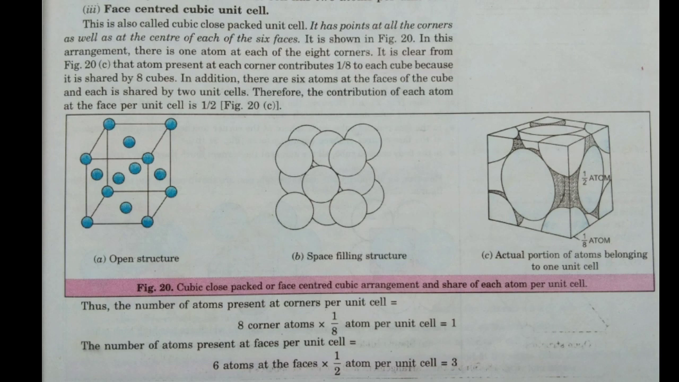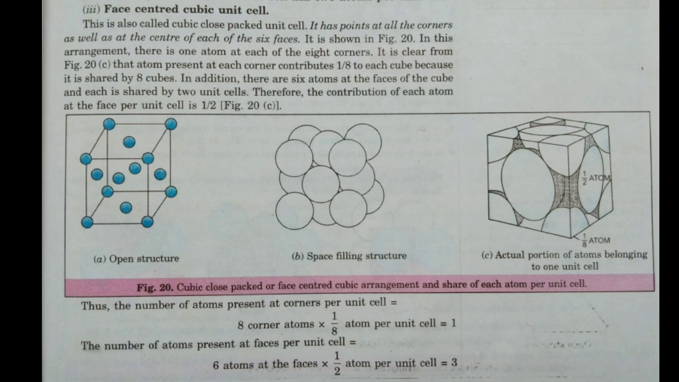The third one, face-centered cubic unit cell. This is also called cubic close-packed unit cell. It has points at all the corners as well as at the center of each of the 6 faces. It is shown in the figure. In this arrangement, there is 1 atom at each of the 8 corners.